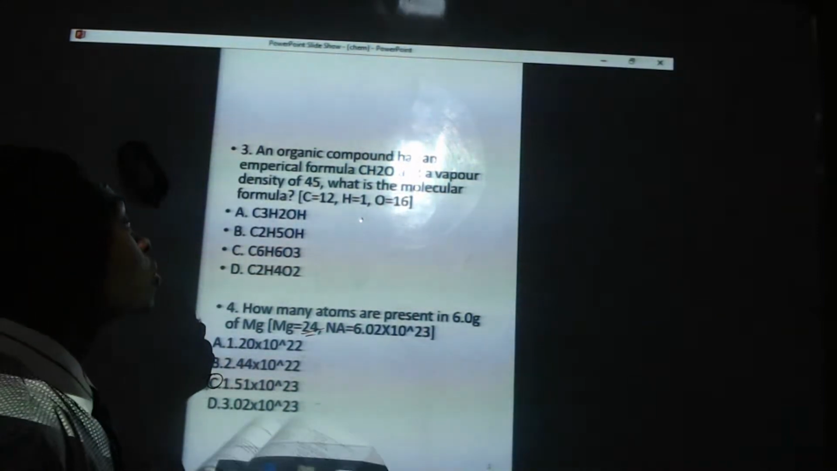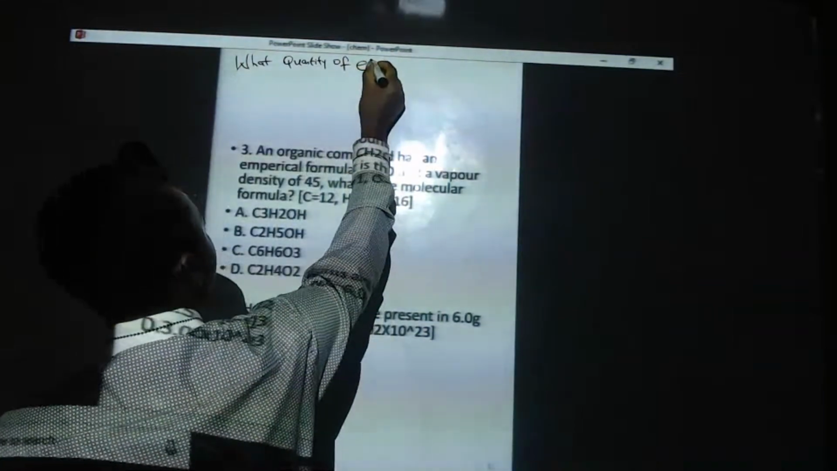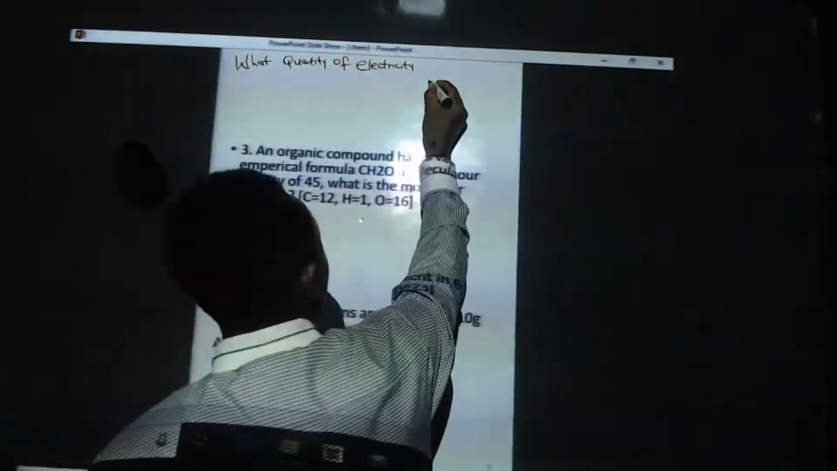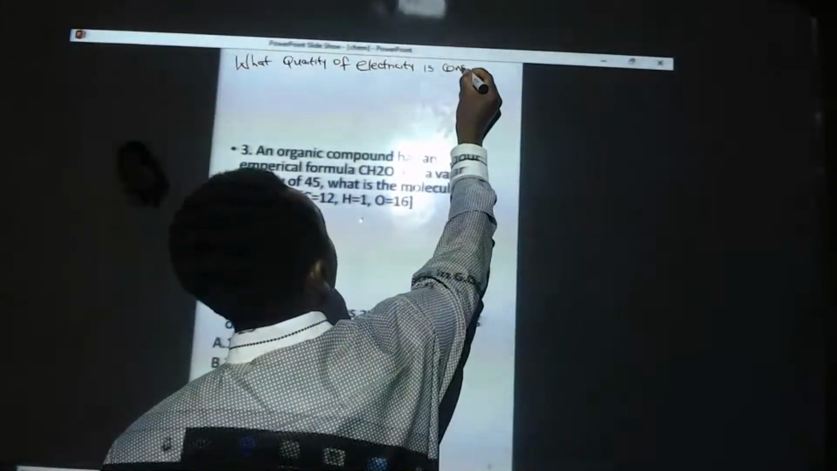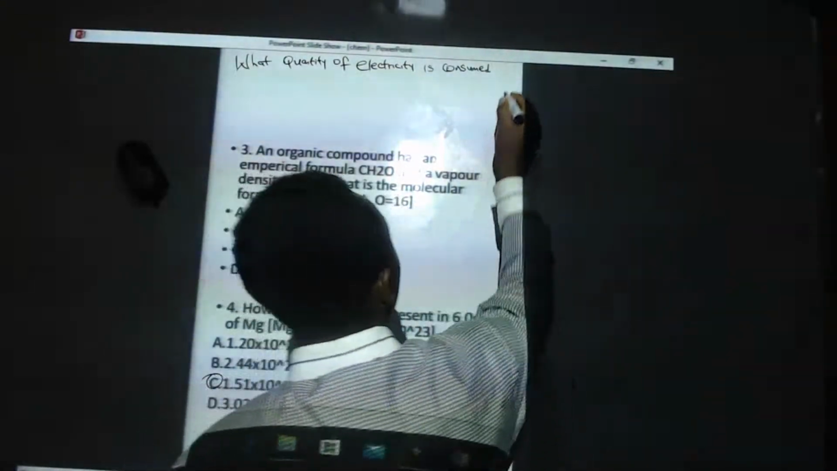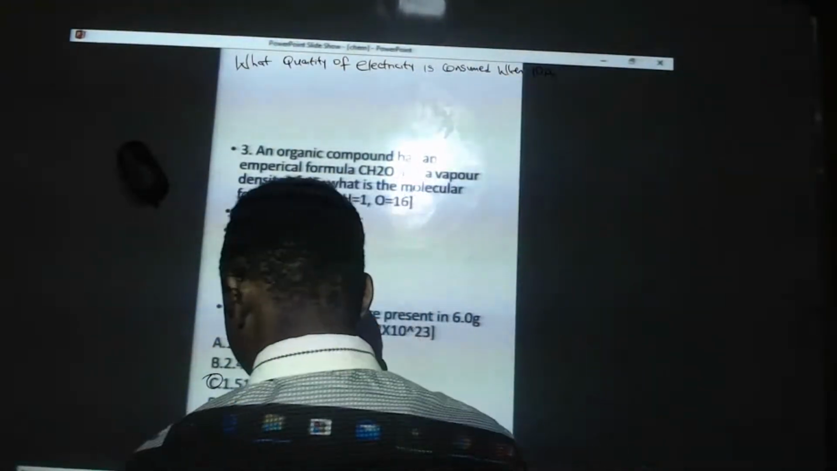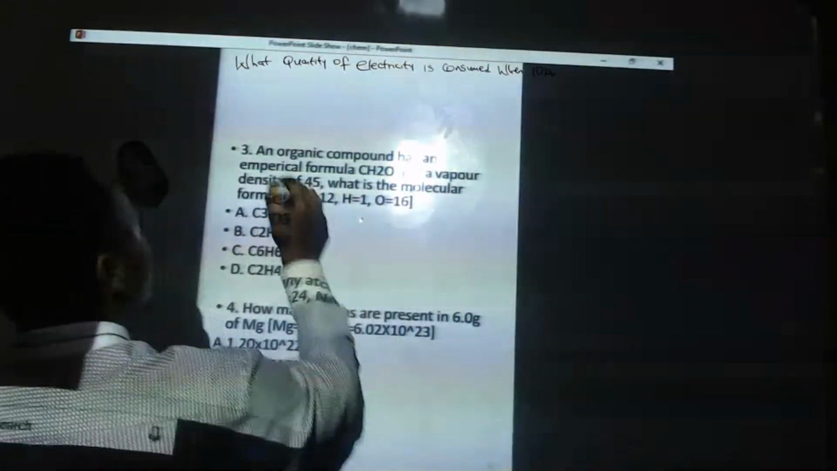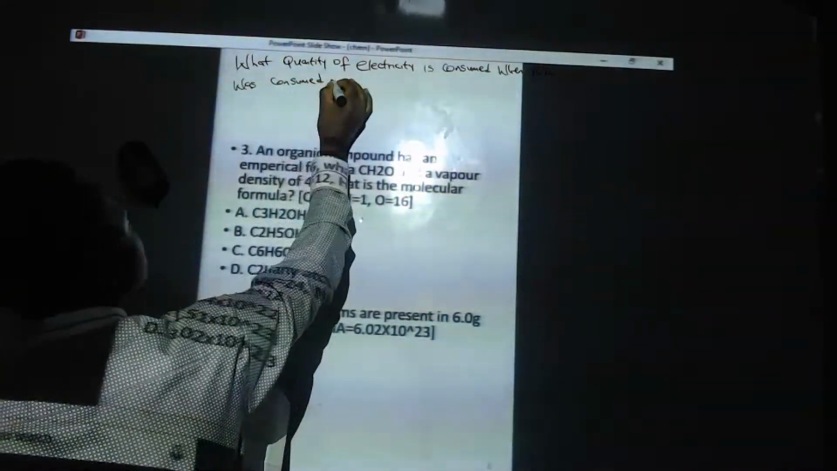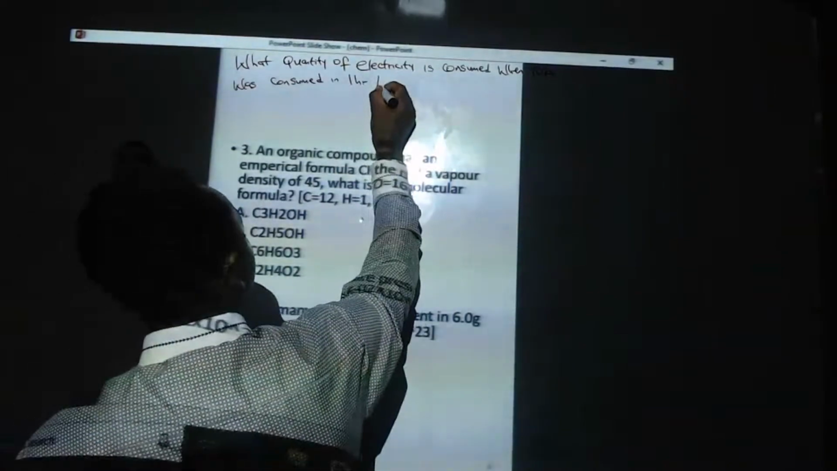It says, what quantity of electricity is consumed when 10 ampere was consumed in 1 hour during electrolysis.